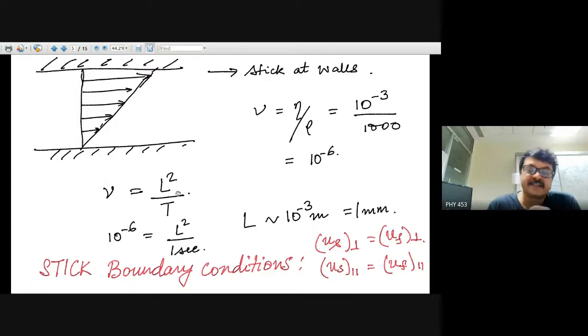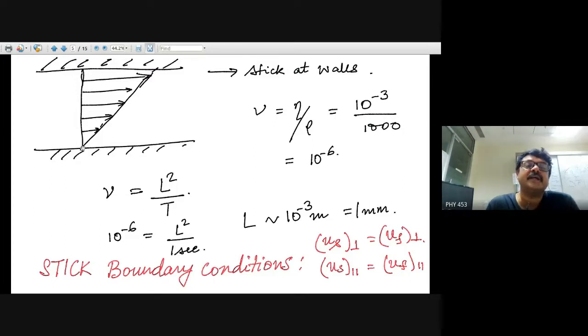Nu, the kinematic viscosity, has dimensions of L square by T, and eta is 10 to the power minus 3. This is 10 to the power minus 3, this is 10 to the power 3. So nu is 10 to the power minus 6. And if you put time scale equal to 1 second, in 1 second, momentum will be diffusively transported over 10 to the power minus 3 meters. So L, I'm just taking the square root, you'll get 10 to the minus 3 meters, which is essentially 1 millimeter.